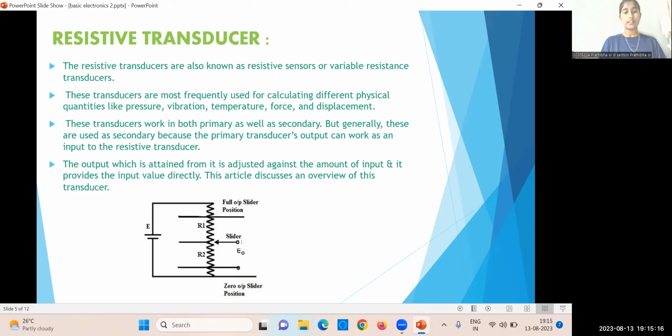The output which is attained from it is adjusted against the amount of input and it provides the input value directly. This article discusses an overview of this transducer. Here we can see a simple schematic diagram of the resistive transducer, which contains full output slider position, slider, and also zero output slider position.